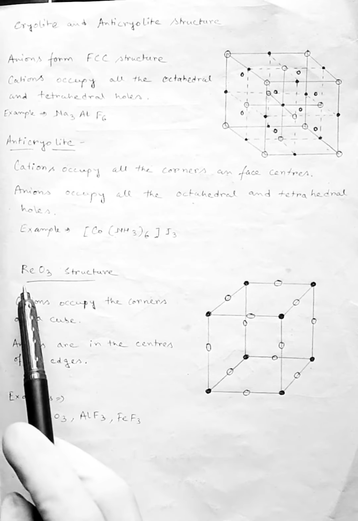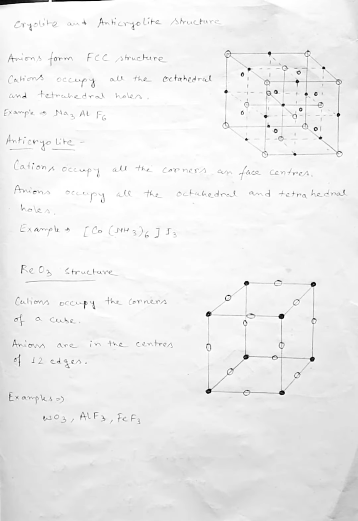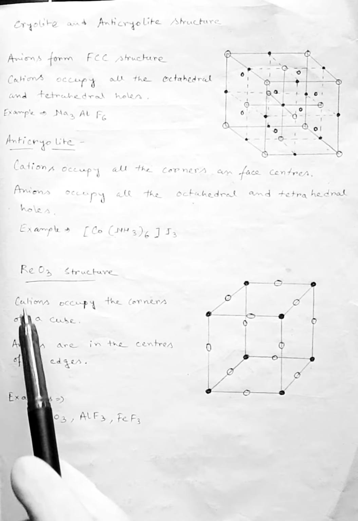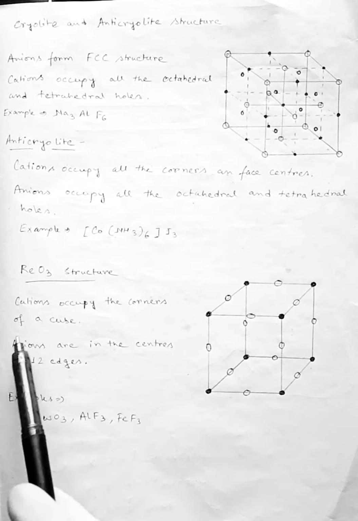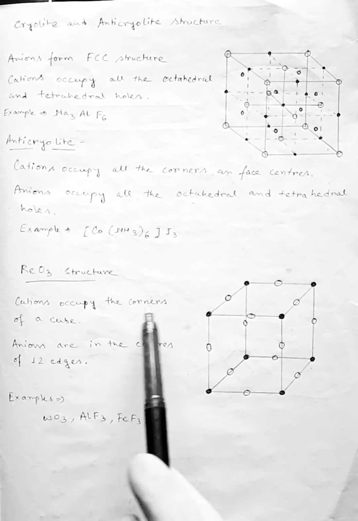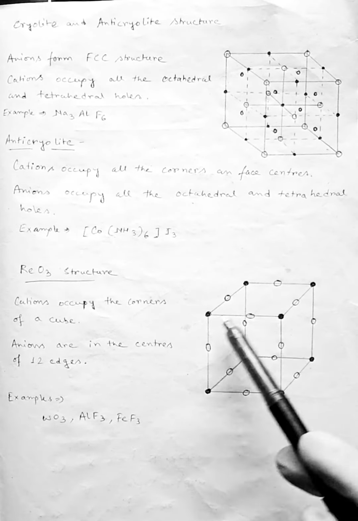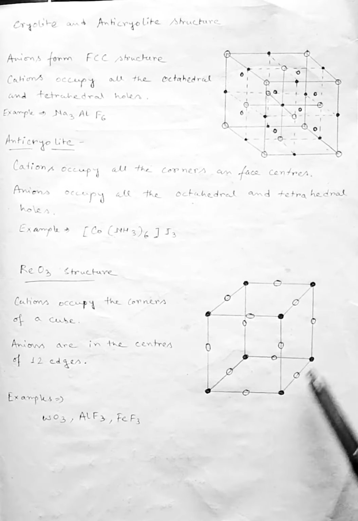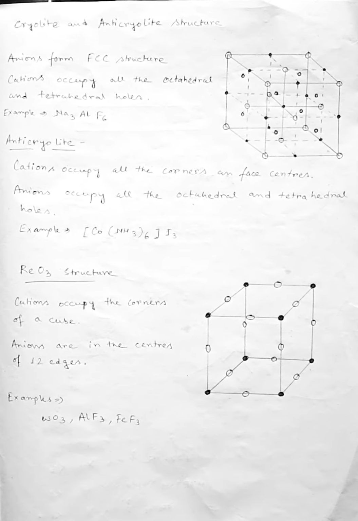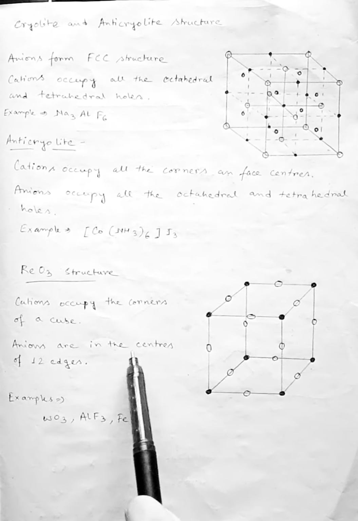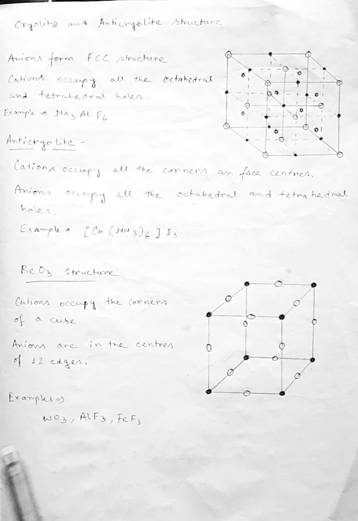Now come to ReO3 structure. In case of ReO3 structure, cations occupy the corners of a cube. In this cubic unit cell, the 8 corners are occupied by cations, and anions are in the edge centers.